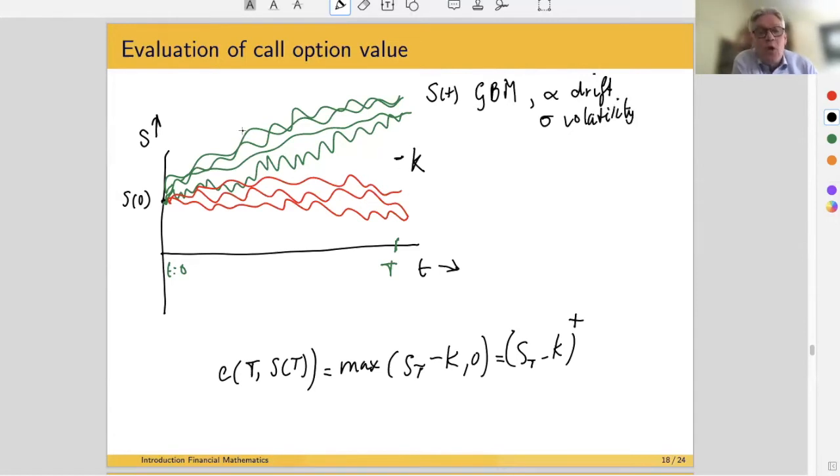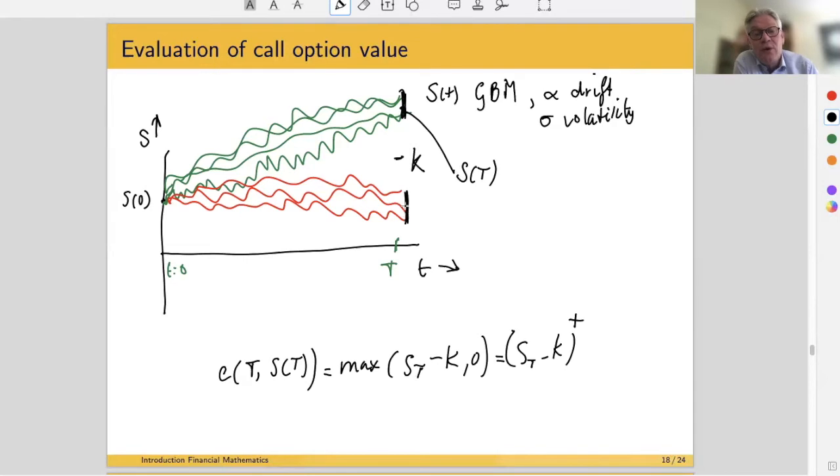So we have some notion where it may land. But again, remember that for all these final processes ST here, we would be able to buy the stock for K and immediately sell it in the market for ST. So we would make a profit ST minus K at final time.